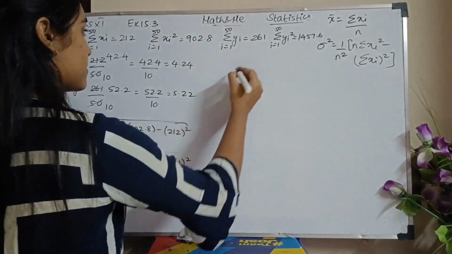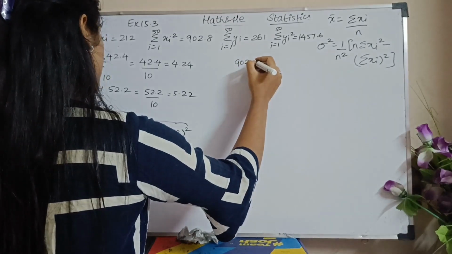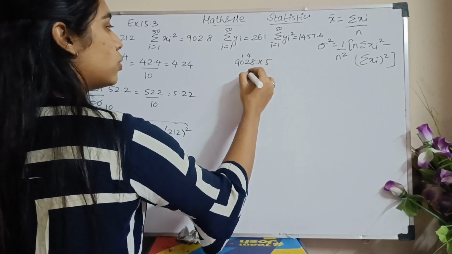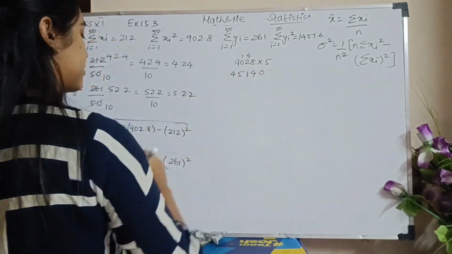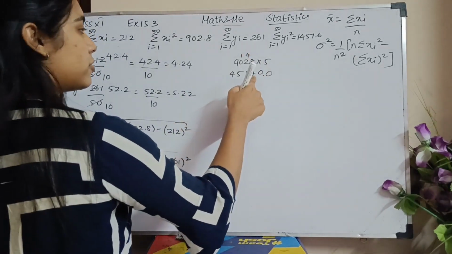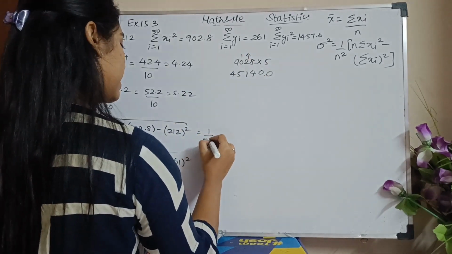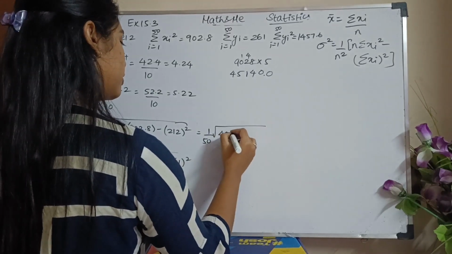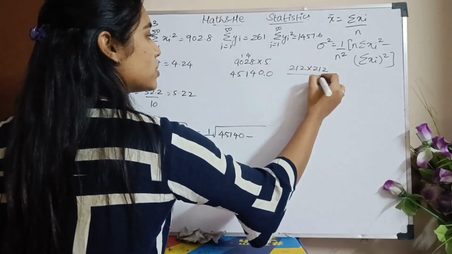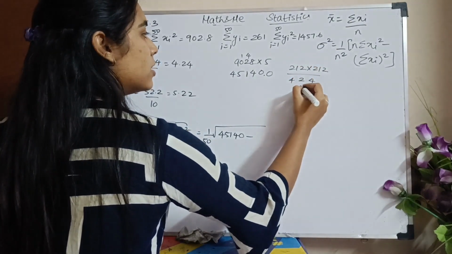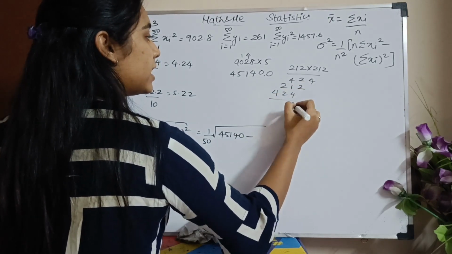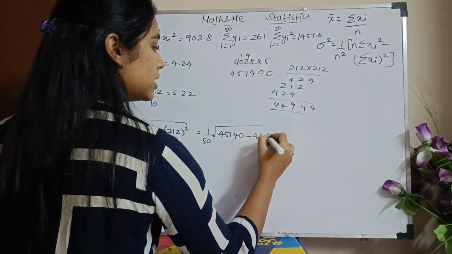What is 50 times this? So I have 9028 times 5. 5 8s are 40, 4, 5 2s are 10, 14, 1, 1, 5 9s are 45. I have a 0. I have a decimal point. So it will be 45140. So this is 1 divided by 50 square root of 45140 minus 212 into 212, which is 2 2s are 4, 2 1s are 2, 2 2s are 4, again 4 2 4. So this will be 44944.